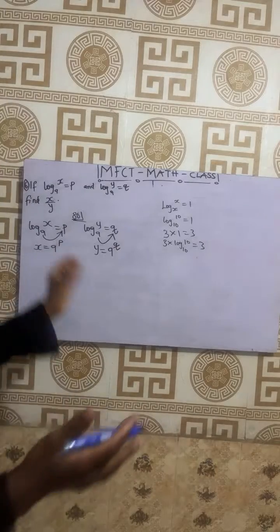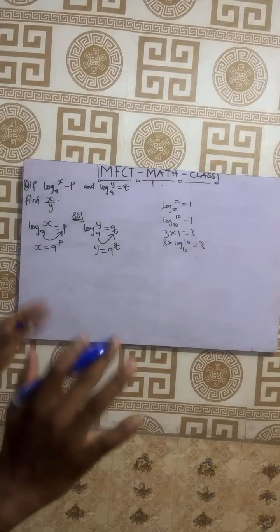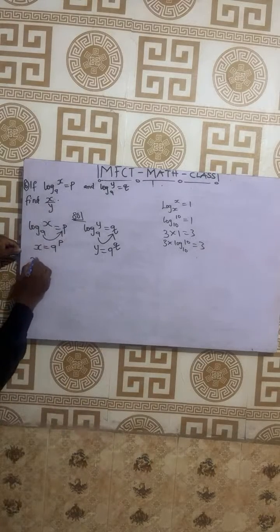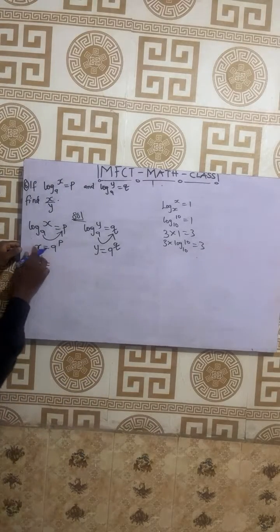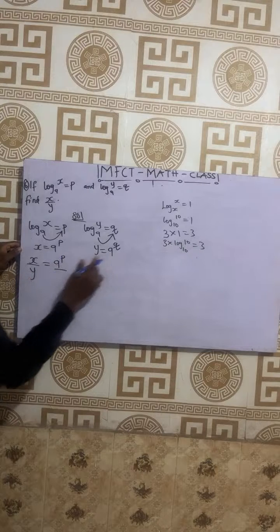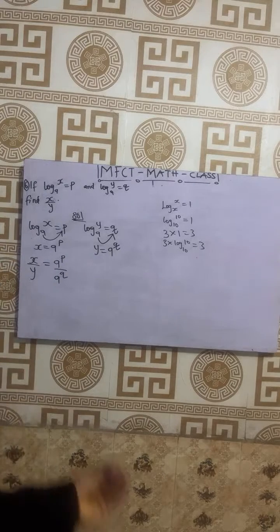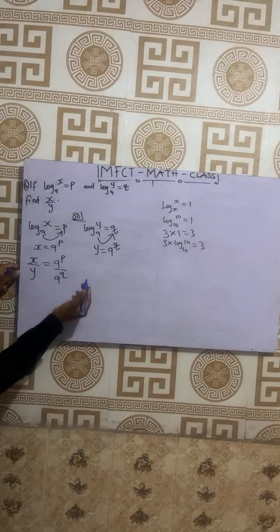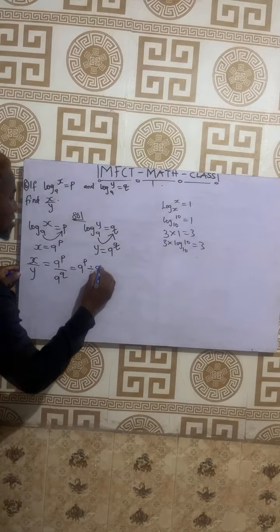Guys, are you there? Any question? That's very simple. It is just a law that you have to know and follow. So they then ask us to look for x over y. Don't forget that our x is a raised to power p, and our y is a raised to power q. Guys, you can see that the question is very simple. Therefore, what can I do now? Don't forget this is division, right? I can turn this to a raised to power p divided by a raised to power q.